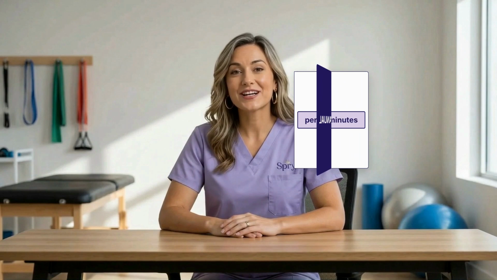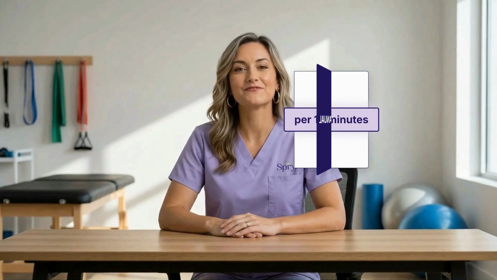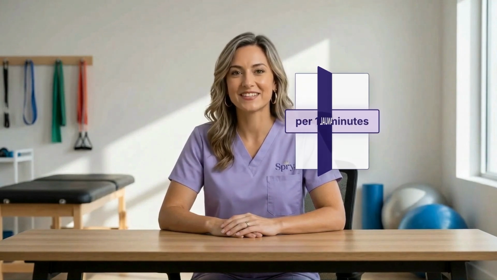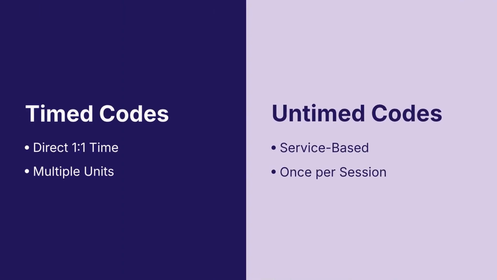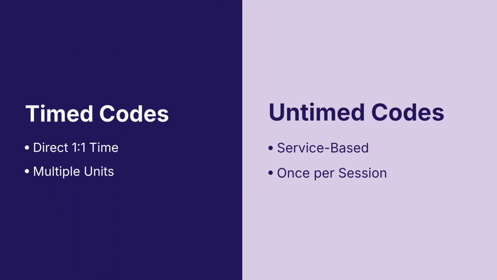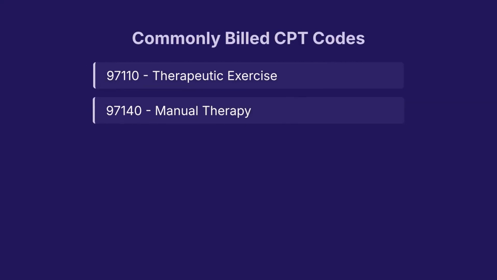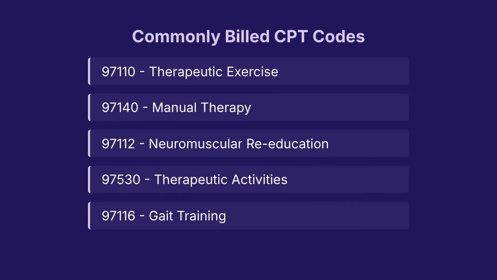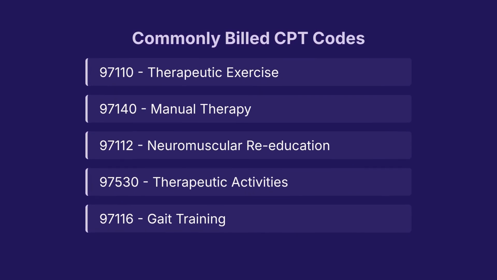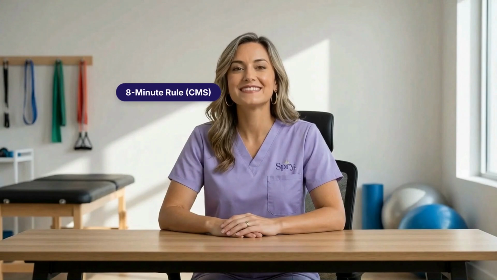The CPT manual itself is the authority here. If a code's descriptor includes a time unit, like per 15 minutes, it's timed. If time is absent from the descriptor entirely, it's untimed, also called service-based. Timed codes most PTs bill regularly include therapeutic exercise, manual therapy, neuromuscular re-education, therapeutic activities, and gait training. For Medicare and most payers that follow CMS rules, billing units for timed codes are calculated using the 8-minute rule.